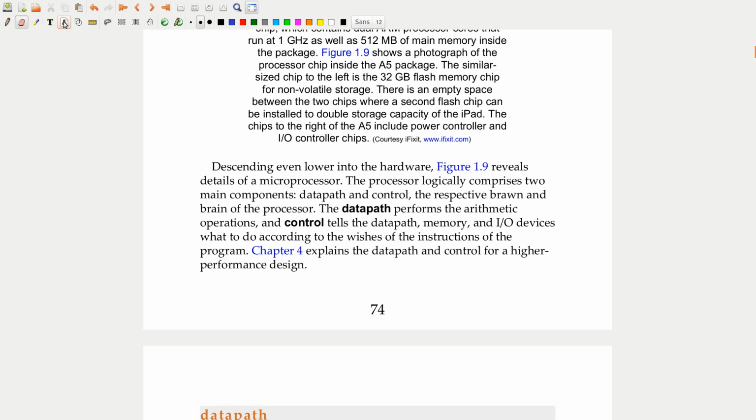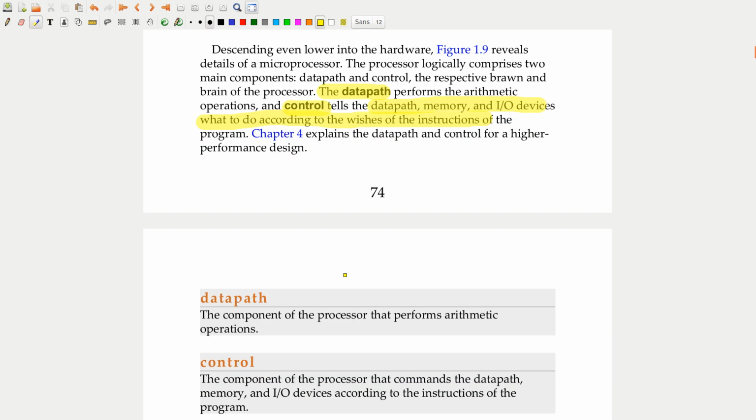So let's look even deeper into the hardware now. Descending even lower into the hardware reveals details of the microprocessor. The processor logically comprises two main components, data path and control. The respective brawn and brain of the processor, the data path performs the arithmetic operations, and control tells the data path, memory, and I/O devices what to do according to the wishes of the instruction. So basically you have a data path, which performs the arithmetic, and the control, as it sounds, controls the data path.